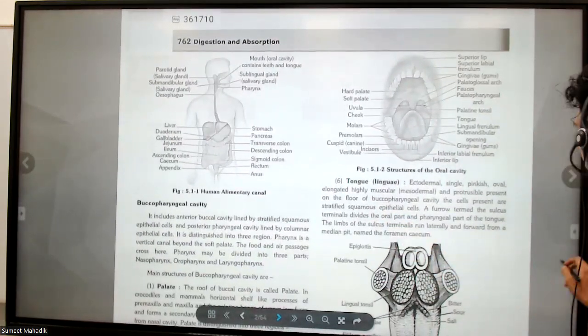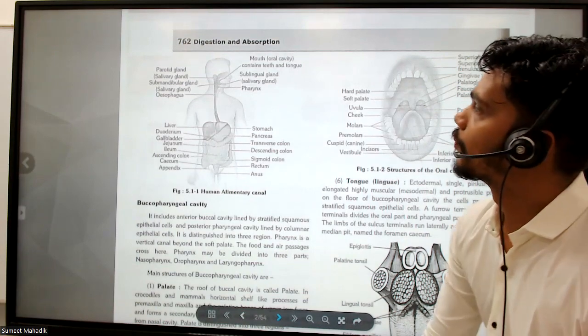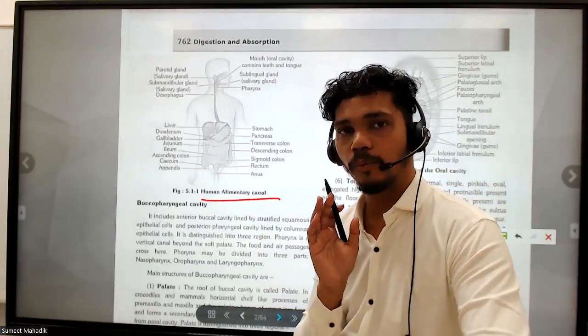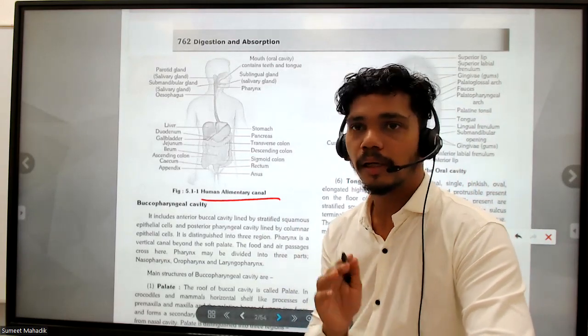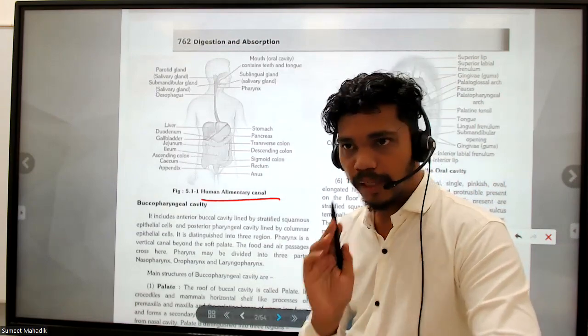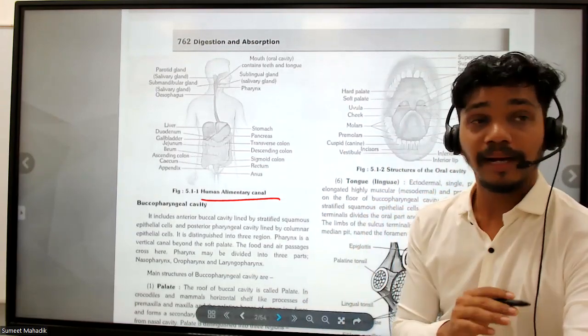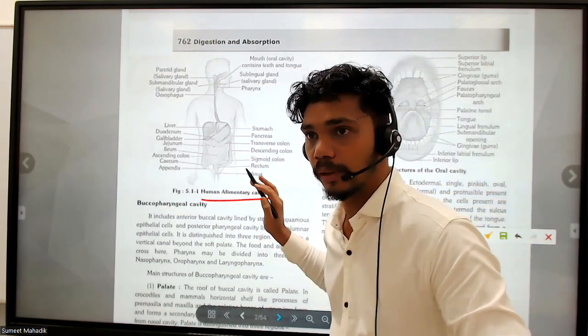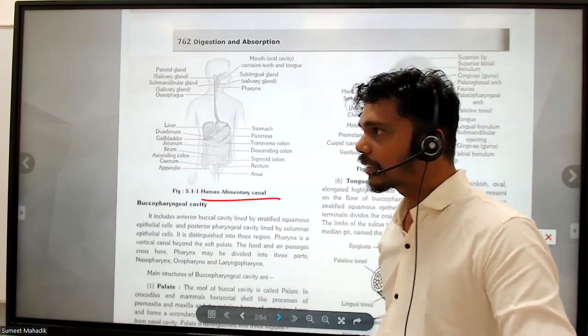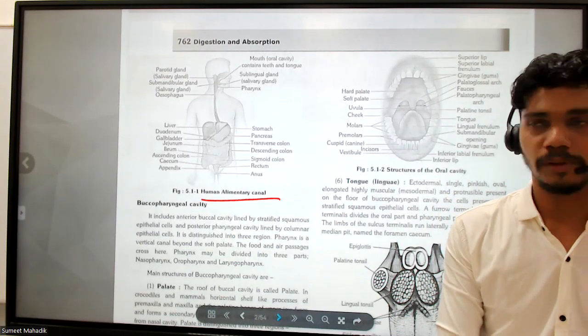This is definitely NCERT. Now, the human alimentary canal. Again, I'm telling you, if you want to score well in NEET, you have to read one chapter from the NCERT at least 30 times. From the NCERT, 90% is covered, and the remaining 10% is all the other points from other books. So first you have to focus on the NCERT. Whatever I'm teaching is from NCERT plus a little extra information.